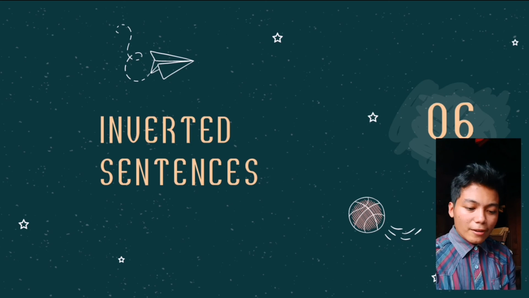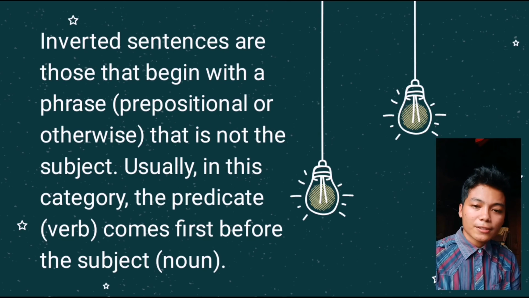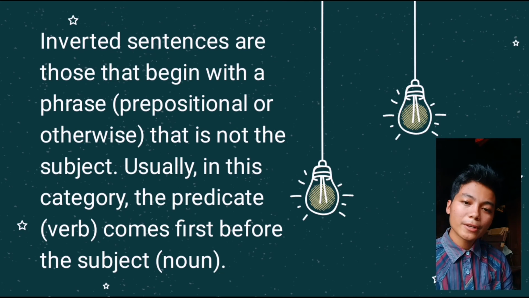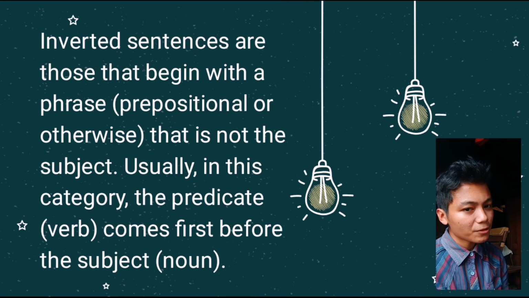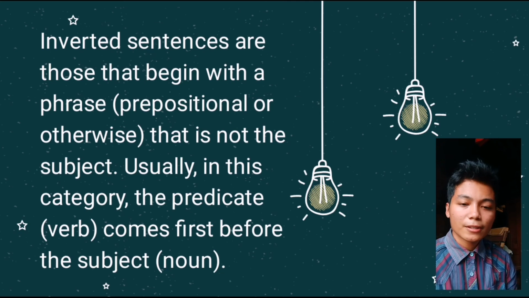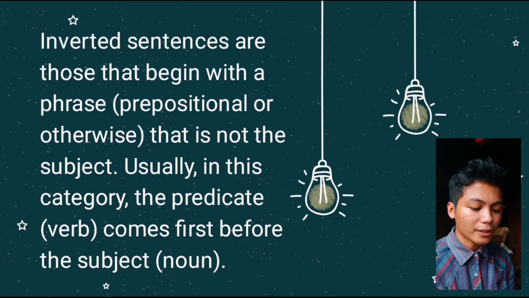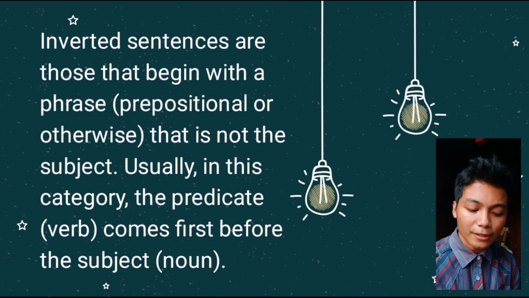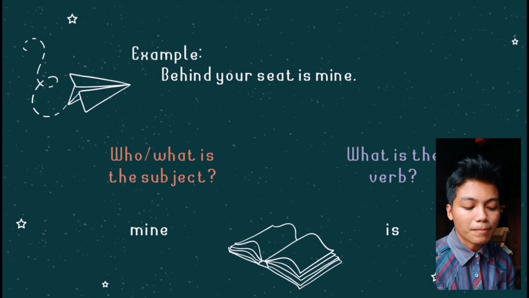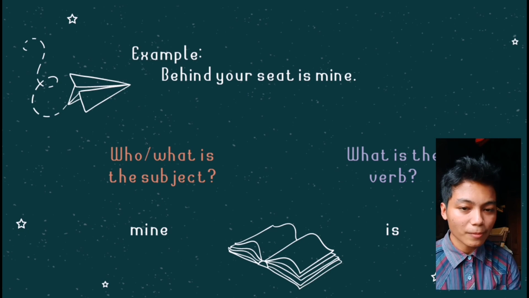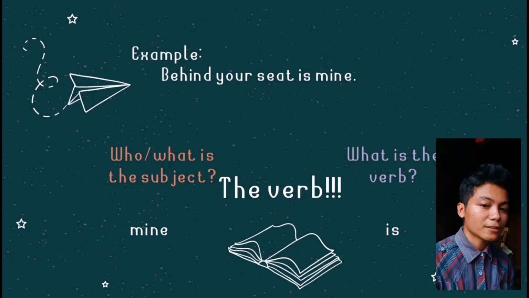Now we also have inverted sentences. Inverted sentences are those that begin with a phrase, a prepositional phrase, or an adverbial clause. Usually in this category, the predicate comes first, before the subject. For example, behind your seat is mine. The subject is mine and the predicate is behind your seat.